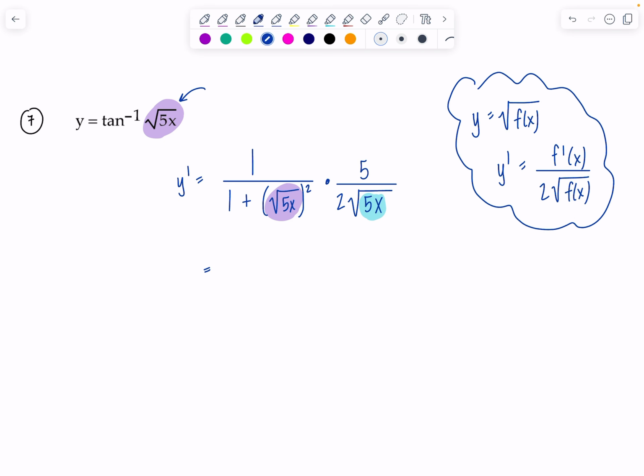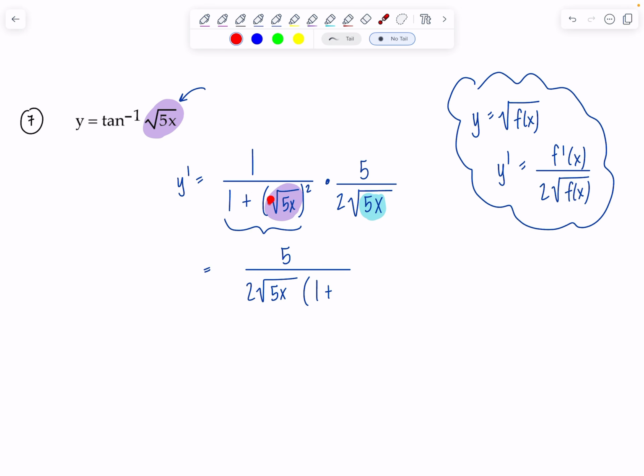So let's see. I'm going to put 5 in the numerator for everybody. I'll put 2 rad 5x in the front. And then this I'll put in parentheses, 1 plus. Now, if I have the square root of 5x, but it's squared, the radical is going to go bye-bye. So this is just 1 plus 5x. Okay? You can stop here.